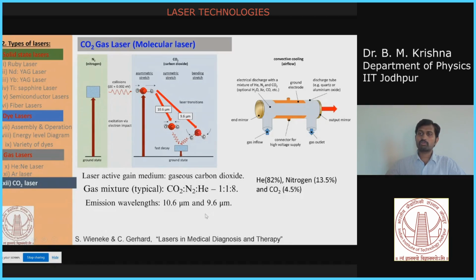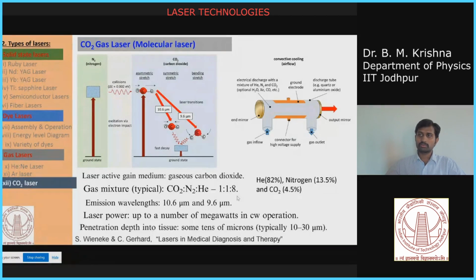The emission wavelengths are around 10.6 micrometer and 9.6 micrometer. For the laser power, you will get an enormous laser output, in the order of 10 power 6 watts. So you will get a high power laser, that is a megawatt, 10 power 6 watt in CW operation. Okay, in principle, this kind of laser wavelength can penetrate easily up to 10 to 30 microns into the tissues. So this can be used for medical purposes.